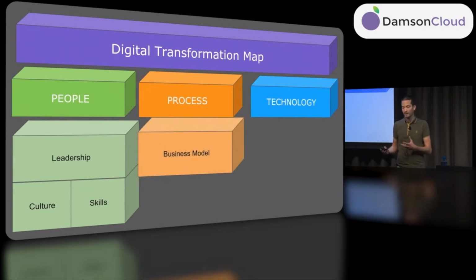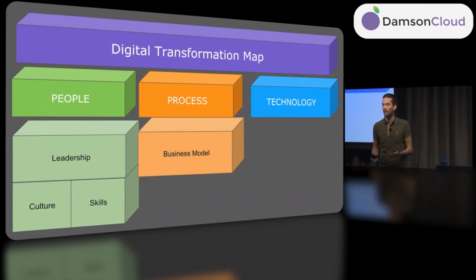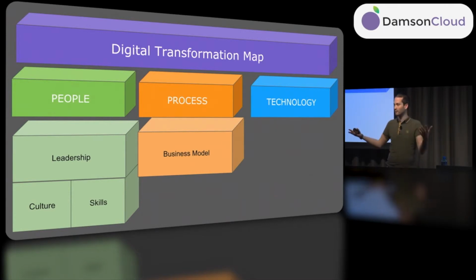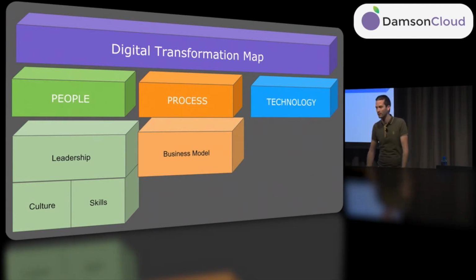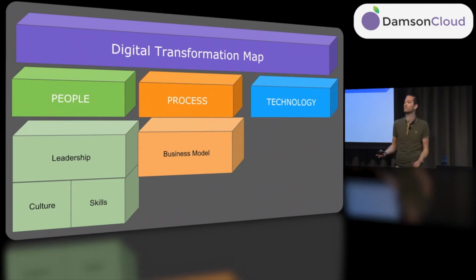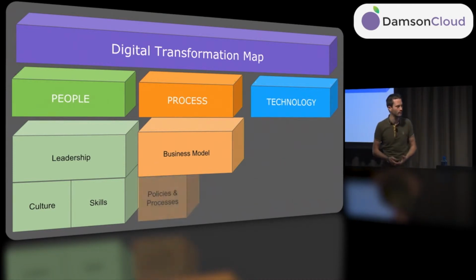Process. Within this, we've got things like business model. So the business model of an organization can again lend itself or hamper collaboration within the organization. Again, if an organization is a retail, for example, they're very distributed, so collaboration becomes much more difficult. If you're all in one location, obviously that makes it easier.